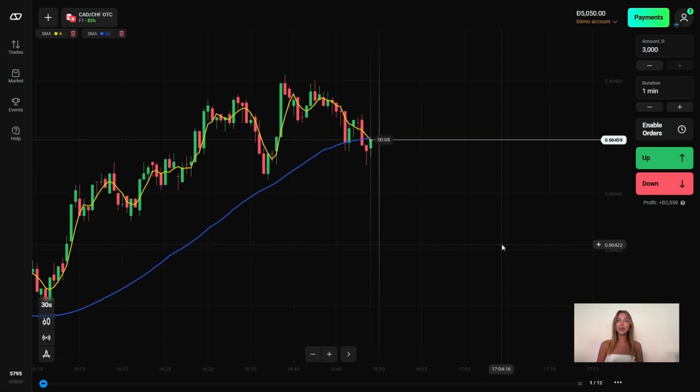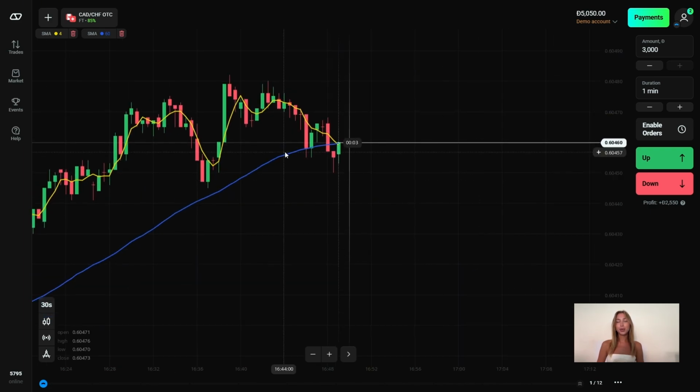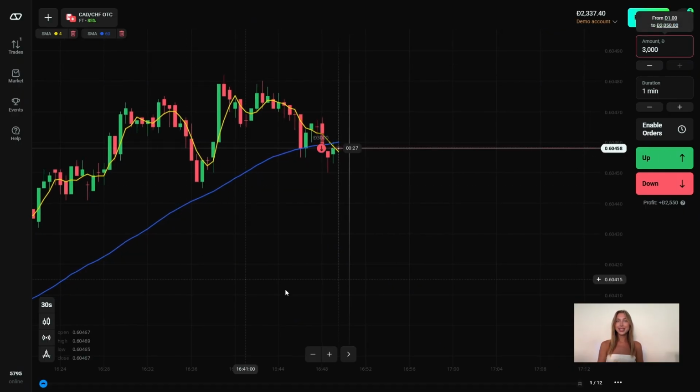So right now I see the formation of the first crossover, after which I will open a 1-minute short position. Alright, my trade is open. Now let's take a look at the chart.